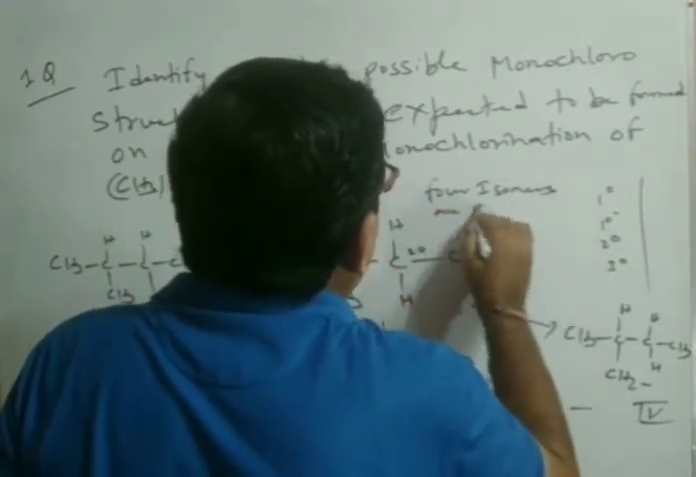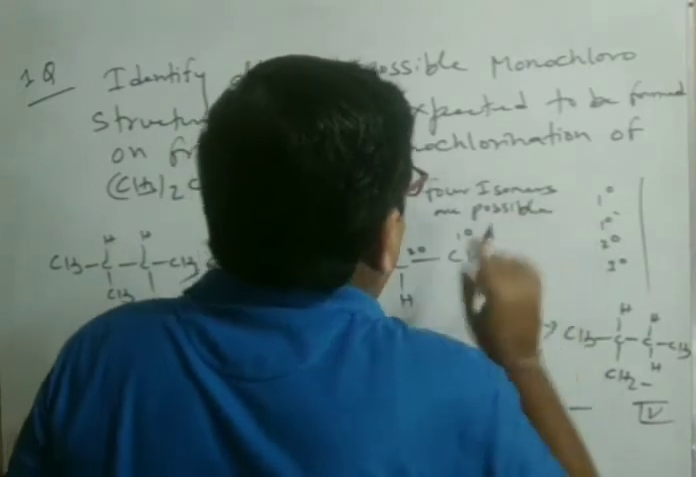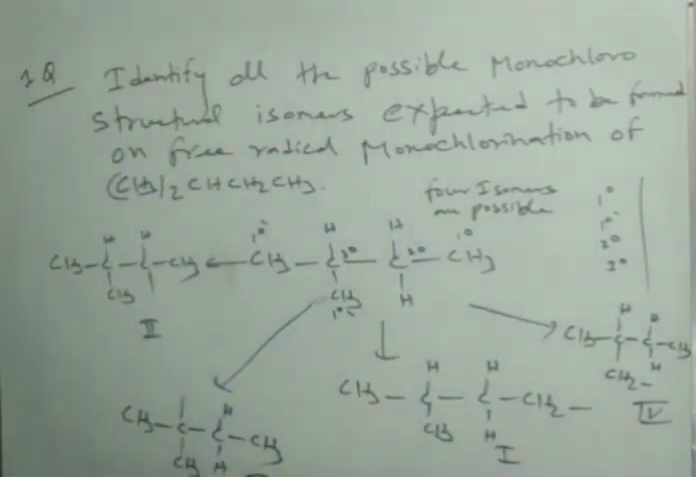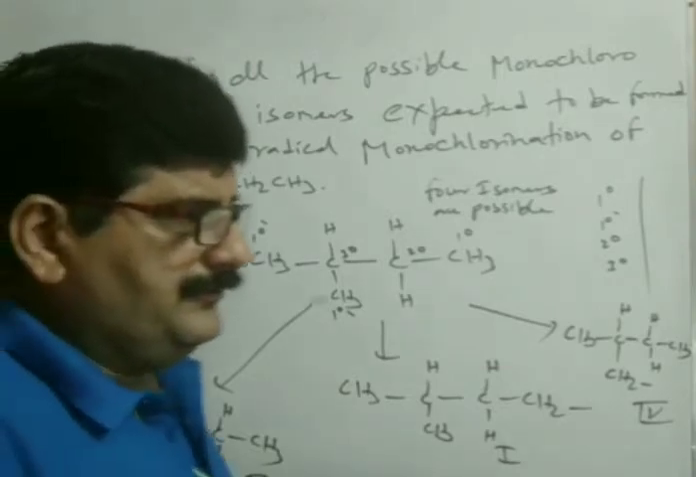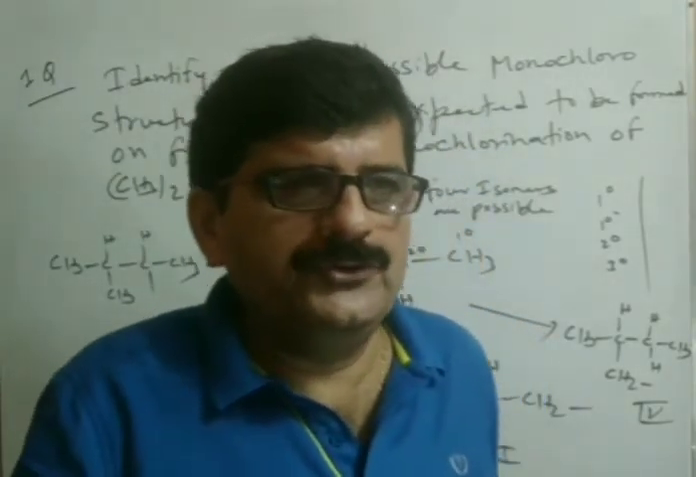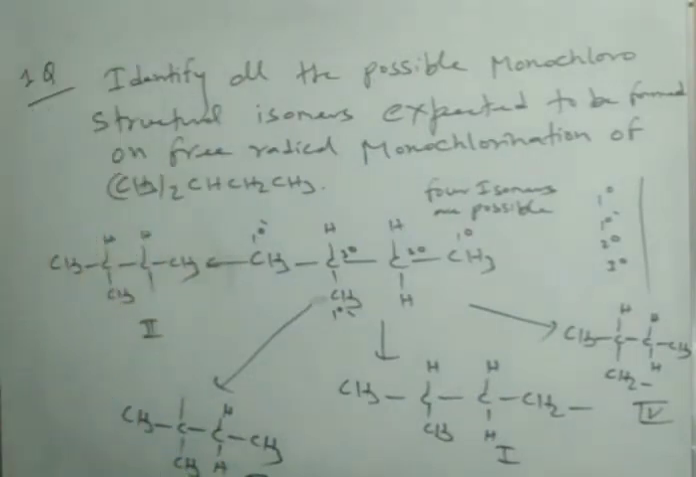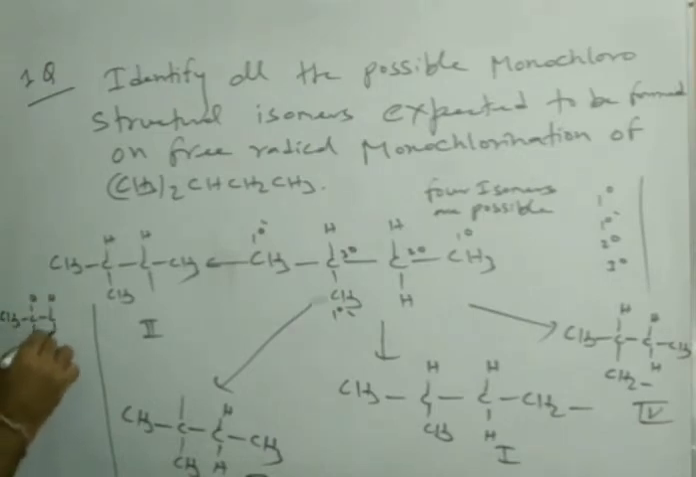Isomers are possible. All isomers are structural in nature, either chain isomers or position isomers you are obtaining. So the first compound becomes what? CH3, CH, CH3, CH, CH, CH2Cl. This is our first haloalkane.